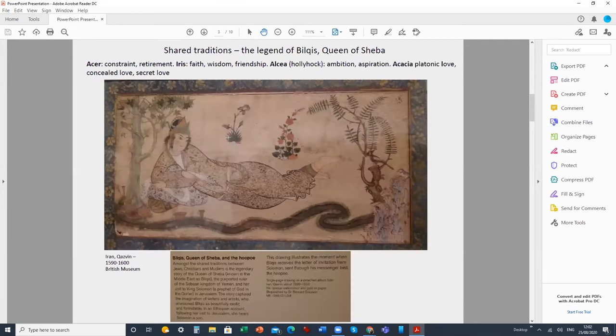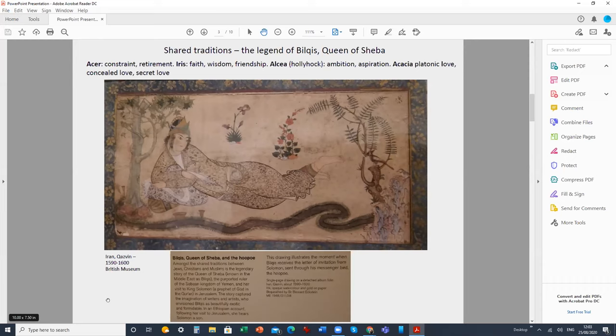Now, I just want to show one painting, taken from the British Museum. It's quite a famous painting about the legend of Bilqis, or the Queen of Sheba, which we are all aware of. She sent a note to King Solomon. Here is a representation, done in Iran in the late 16th century. One of the things they have done is show a lot of flowers and plants on it, and each plant is associated with something the painting is talking about.